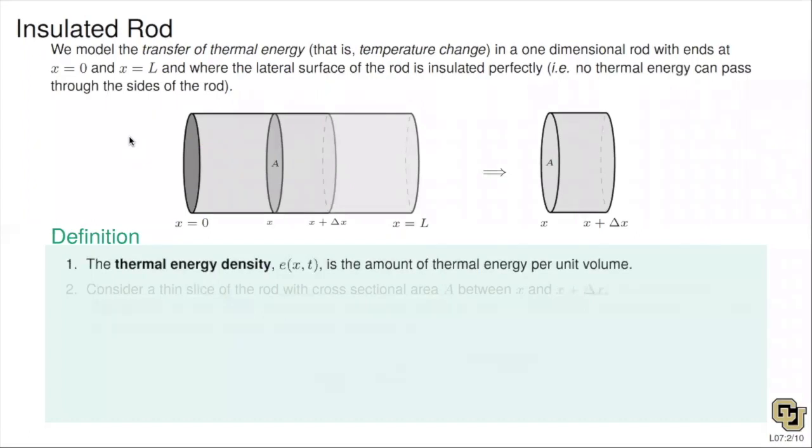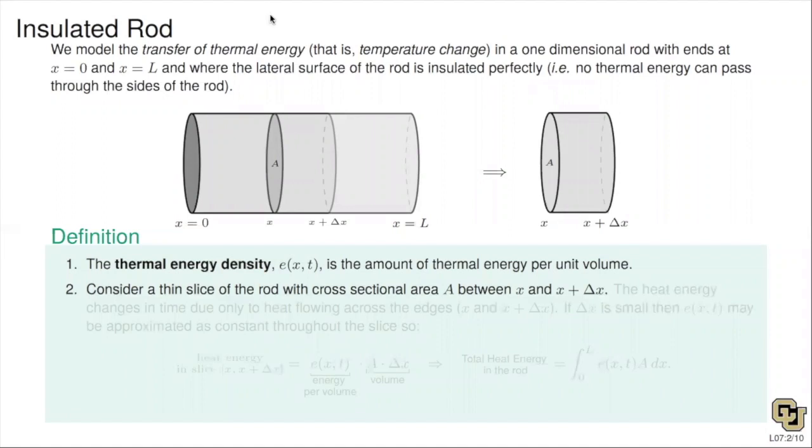So what we want to do now is come up with a mathematical formula for this concept we're calling the thermal energy density. I'll let you conceptualize in your mind what thermal energy means. Here we want to find a math equation to describe the thermal energy. So we introduce this concept called the thermal energy density, which describes the amount of thermal energy per unit volume.